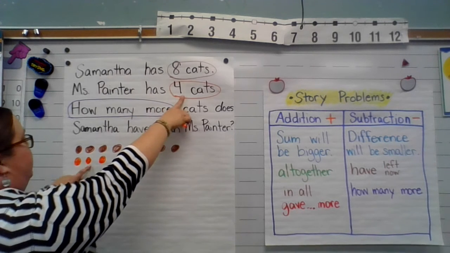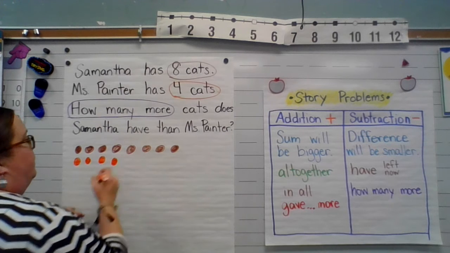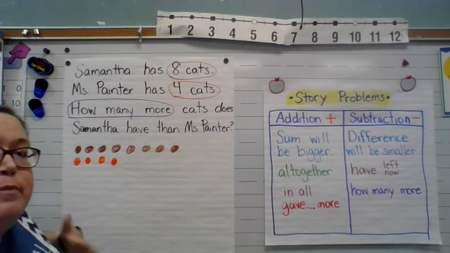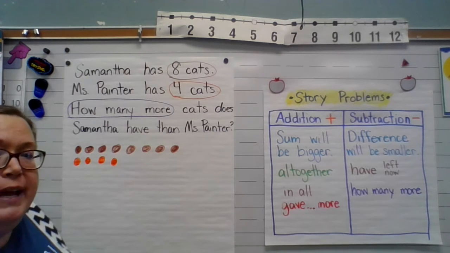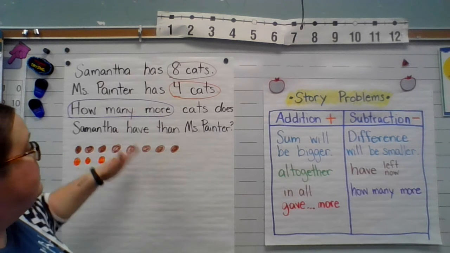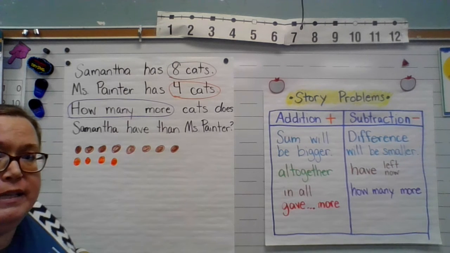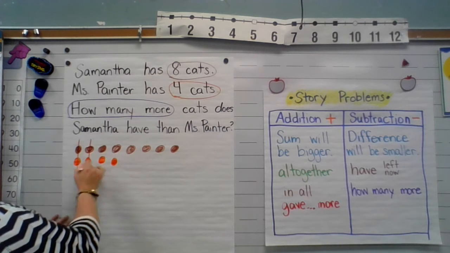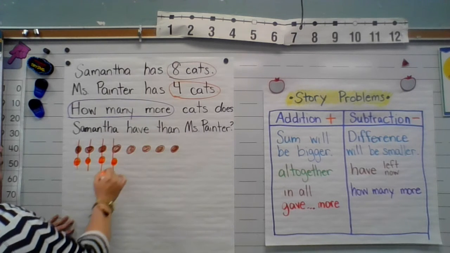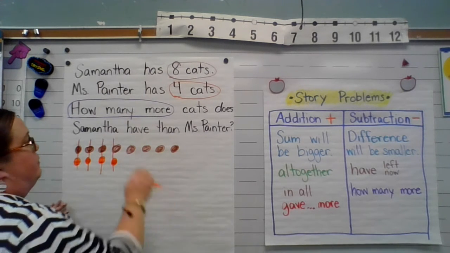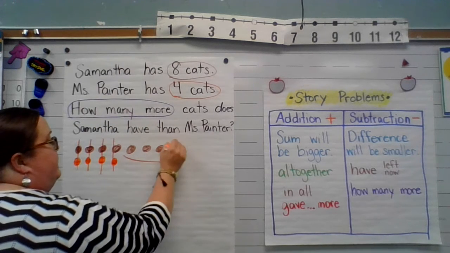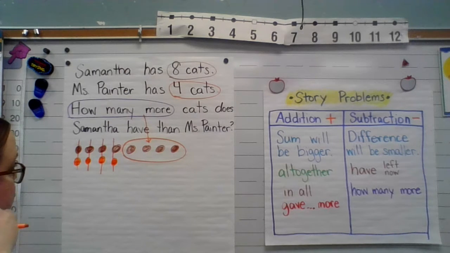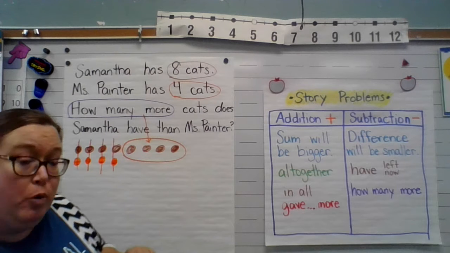How many do I have? 1, 2, 3, 4. It's important that they line up because we want to know how many more. Okay, so they have some that are the same, but then Samantha has more. She has extra. She has more cats than Miss Painter. So these are the same. We're going to cross them off. Those are the same. So the difference, how many more does she have? She has this many more. You see that? She has that many more. These are all the same. This is how many she has more.